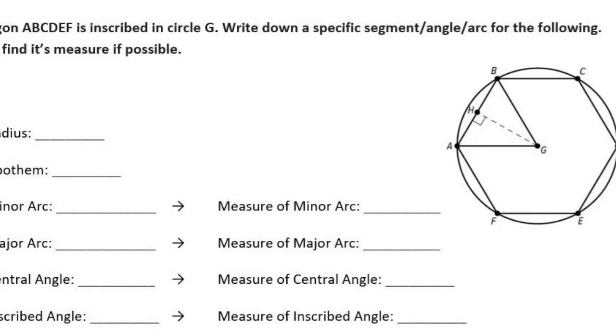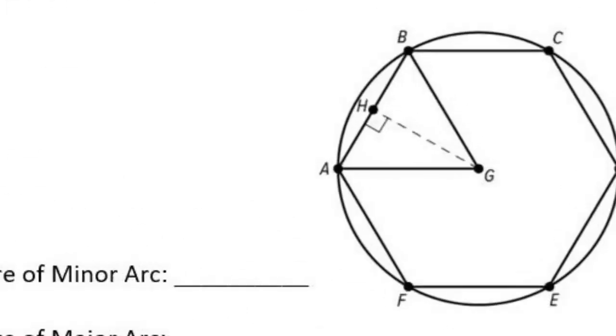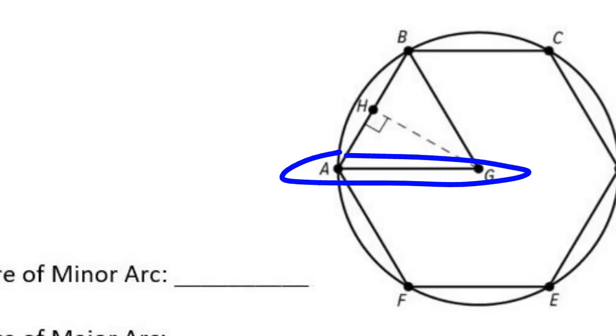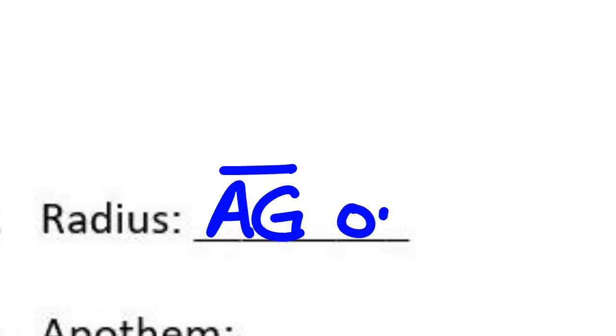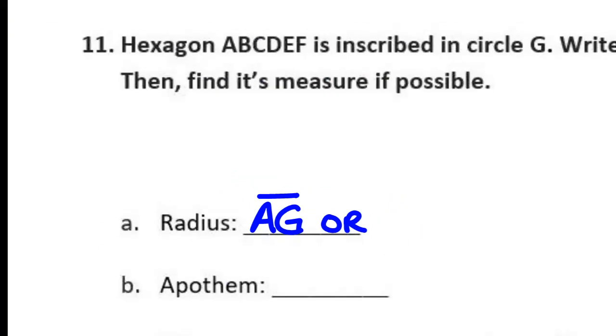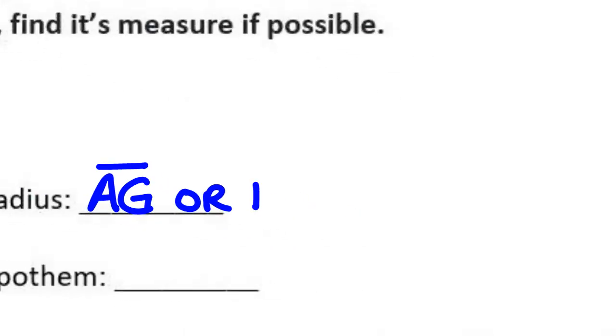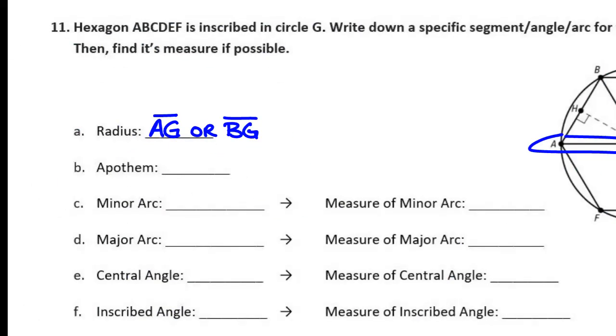There are 2 different possible correct answers here. Remember, a radius goes from the center to a corner. So AG would be a radius. Or what's the other segment that goes from the center to a corner? BG. So AG or BG for my radius.